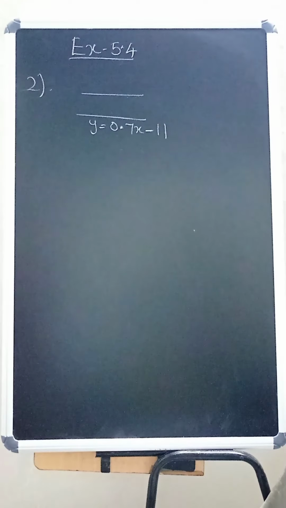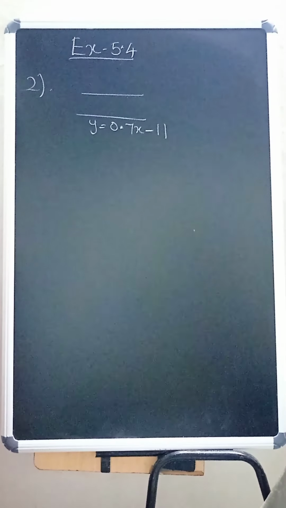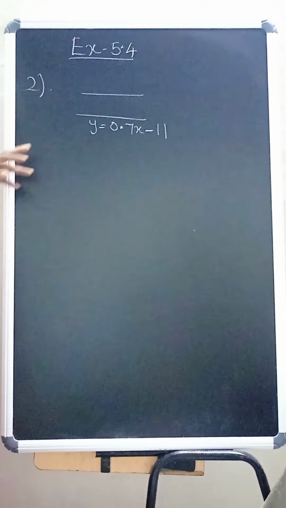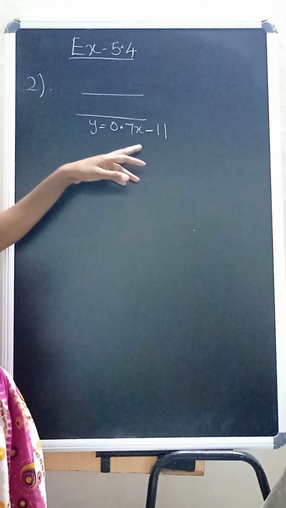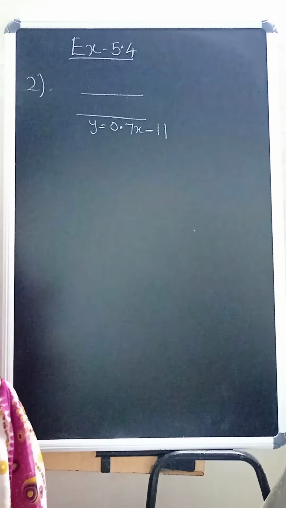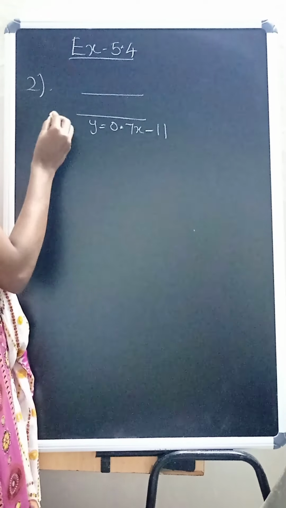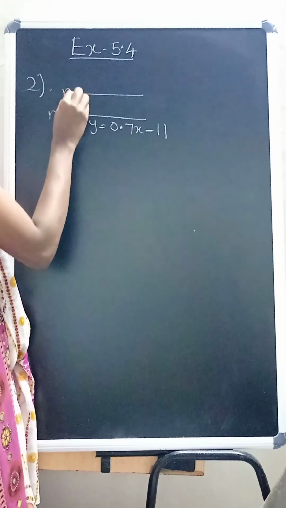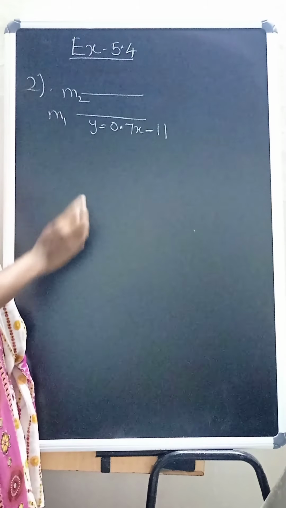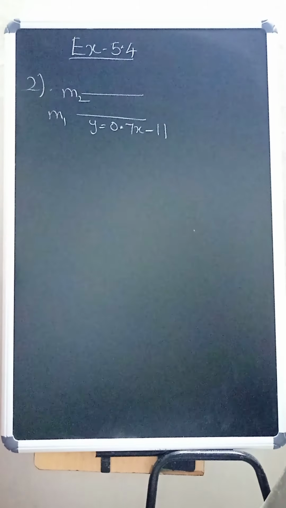Now second sum. Find the slope of the line which is parallel to y is equal to 0.7x minus 11. So you need to find the slope of the line which is parallel to this line. You will find slope m1, and what is the parallel condition? m1 is equal to m2, and you will find the slope of this line.